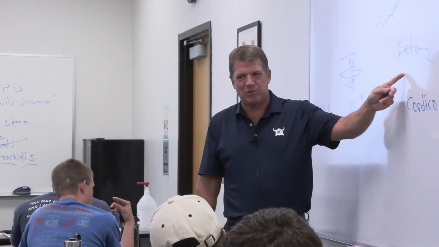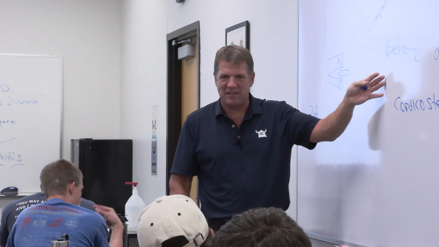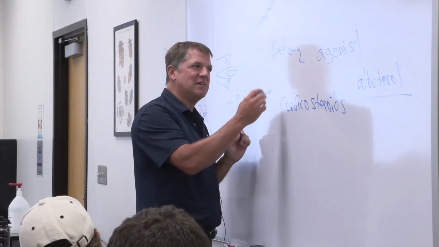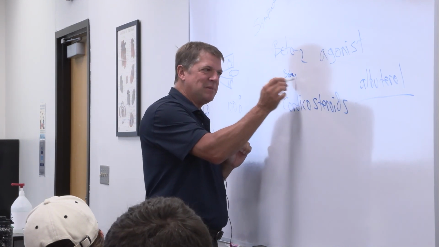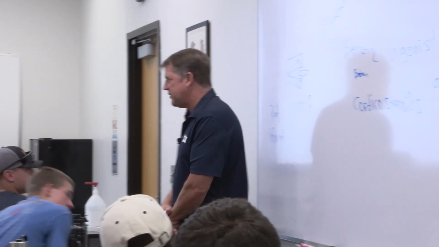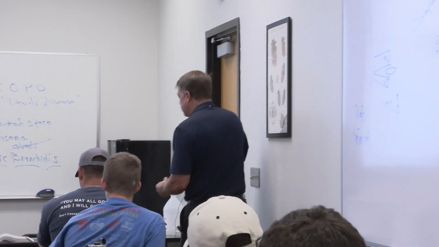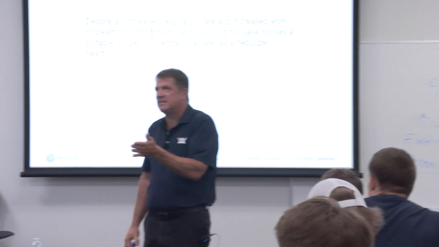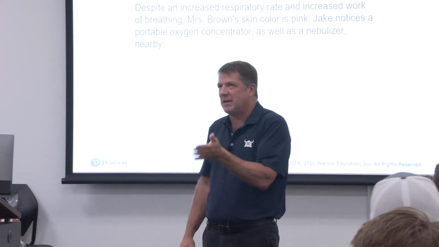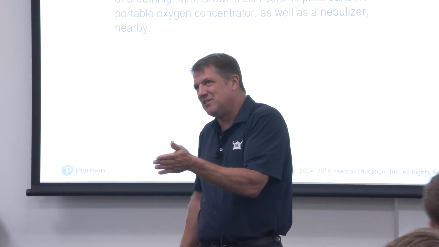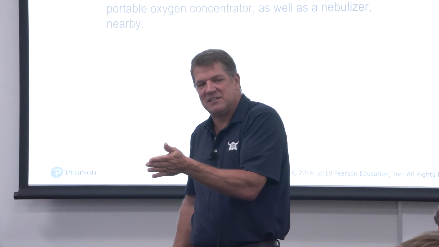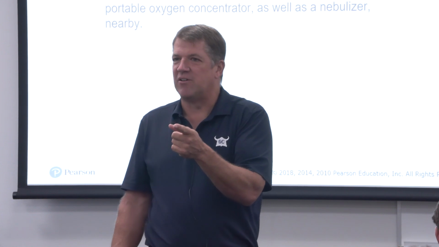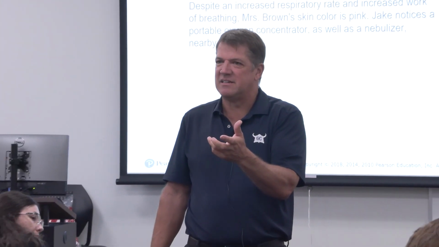You say it's beta 2. Do you think there might be some side effects of beta 1 and some other stuff going on? I mean, it's not pure beta like epi, but there probably is a little bit of beta 1 going on. And when it's beta 1, what do you think's happening, Cass? If the beta 2 is working on the lungs, the beta 1's going to affect the heart. Going to increase the heart rate, going to increase contractility.